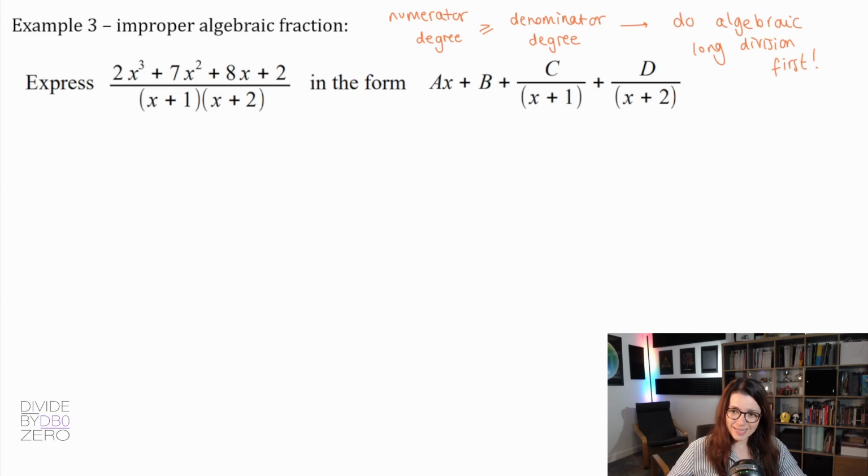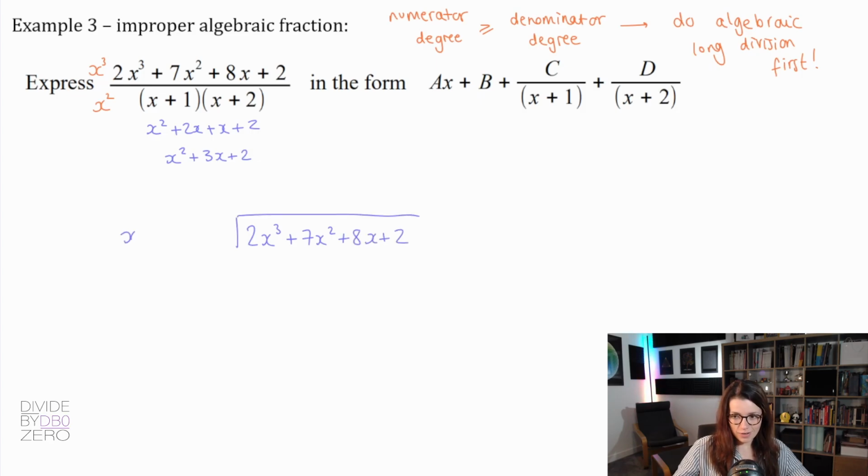So for this particular question, the degree of the numerator is 3 because it's x cubed, and the degree of the denominator is 2 because it's x squared. If we expand the denominator, we get x squared plus 2x plus x plus 2, or x squared plus 3x plus 2. And we need to do that because we need to do the algebraic long division now. We need to take the numerator, 2x cubed plus 7x squared plus 8x plus 2, and divide it by the denominator. When you do that, you get this.